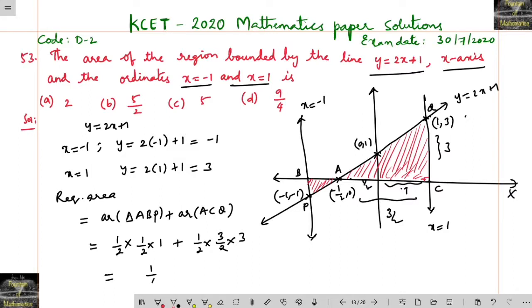So we'll have 1 by 4 plus 9 by 4. So total 10 by 4, or we can write 5 by 2 square units. So the area of the required region is nothing but 5/2 square units. Option B. We can go with option B. Next question.